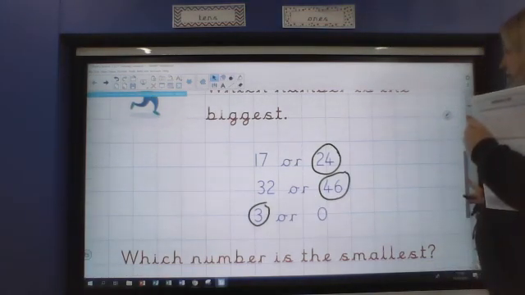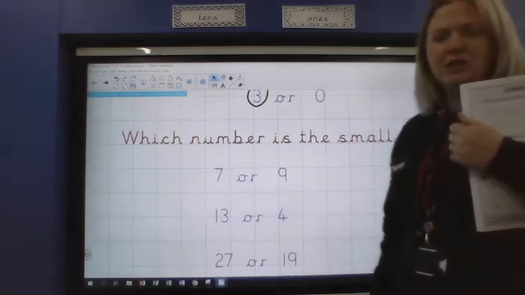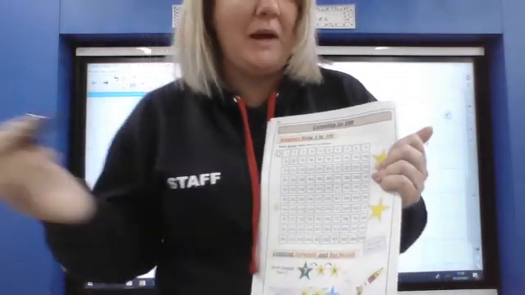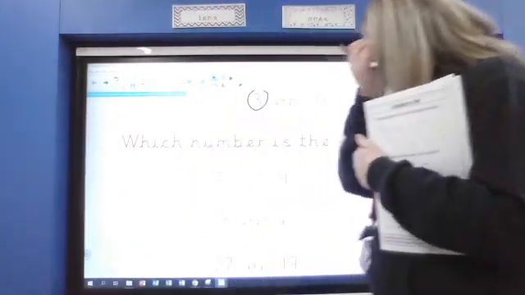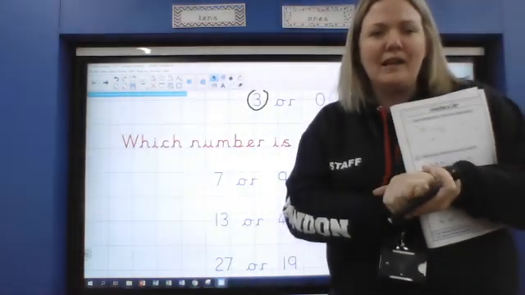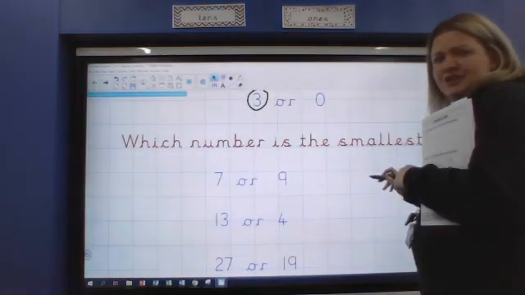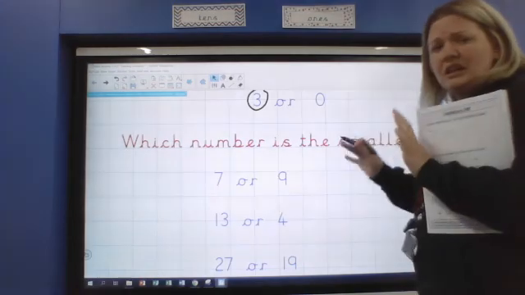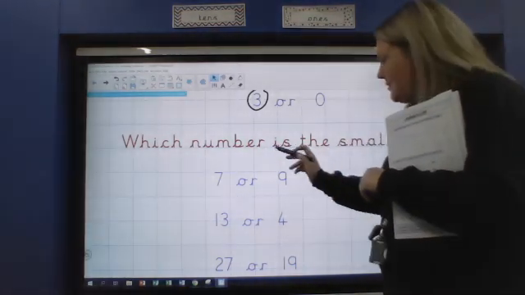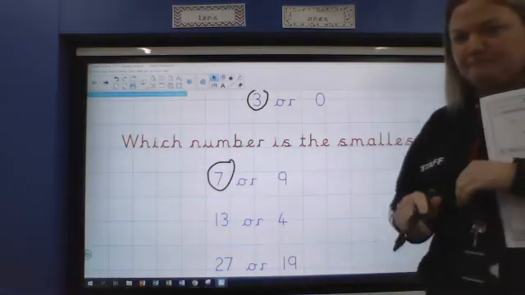Let's move on. Which number is the smallest? Oh, so we're looking at the smaller number. So coming down the 100 square or down the number line. So 7 or 9? Which is the smallest number? You might want to draw 7 circles on one side, 9 on the other, and see which has the least amount in. That's right, 7 is the smallest number.